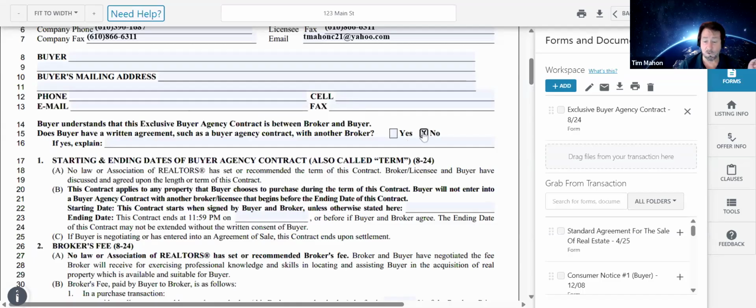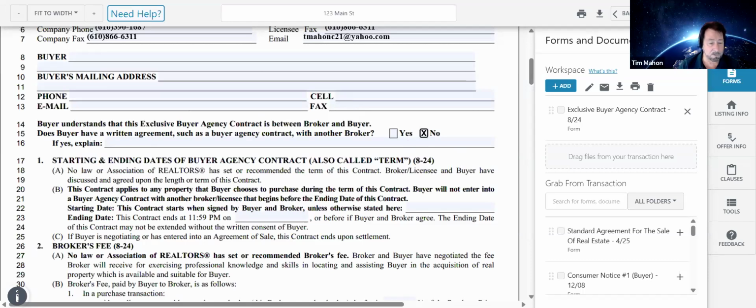This should always be no. Okay. If the answer is yes, back up and find out. Oh yeah, well we did sign a non-exclusive with somebody from Remax, but we're not going to buy that property anyway. Then we're fine. So instead, here buyer understands that this exclusive buyer agency contract is between broker and buyer.